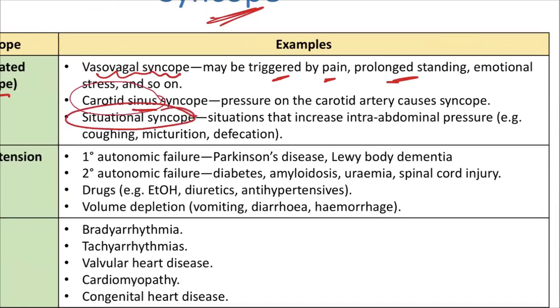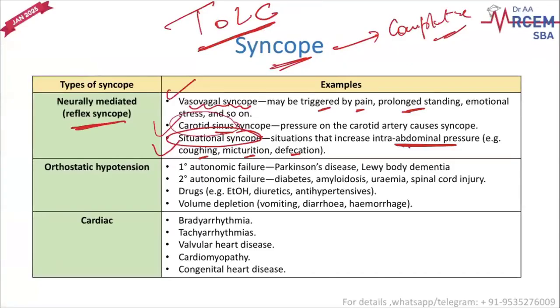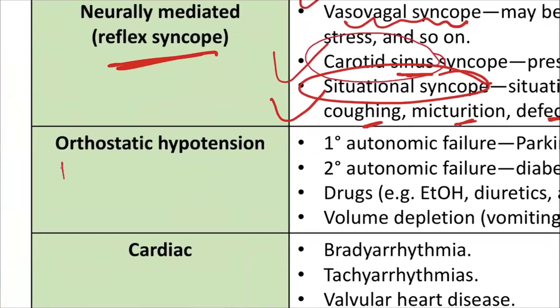Situational syncope, especially when there is an increase in intra-abdominal pressure. Whenever there is an increase in abdominal pressure, there is a Valsalva, like when you are defecating, micturating, or coughing violently. These are all situational reflex syncope. So: vasovagal syncope, situational syncope, carotid sinus syncope. There might also be orthostatic hypotension, also known as postural hypotension, meaning one and the same.